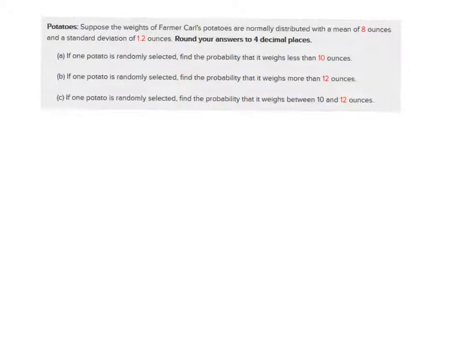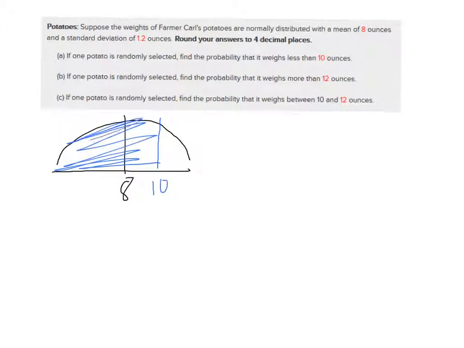Okay, so to do this problem with the table, what you've got to remember is, I've got this normal curve. I know the mean is 8. They're asking me to find the probability that a potato weighs less than 10. So 10 is on this side of 8, and they want to know less than 10. So I'm looking for that probability there, that area.